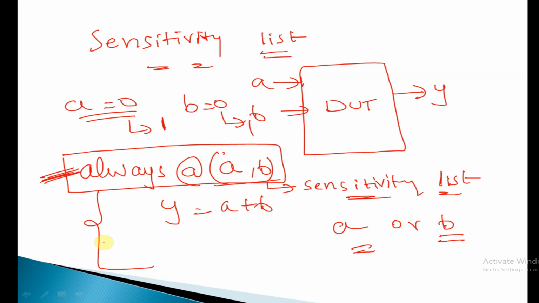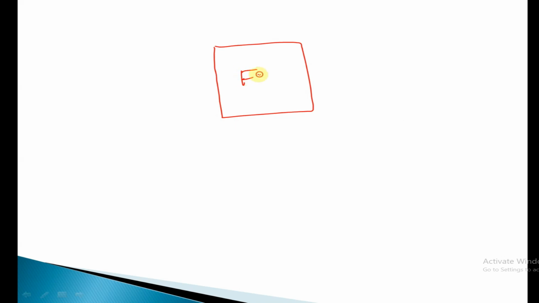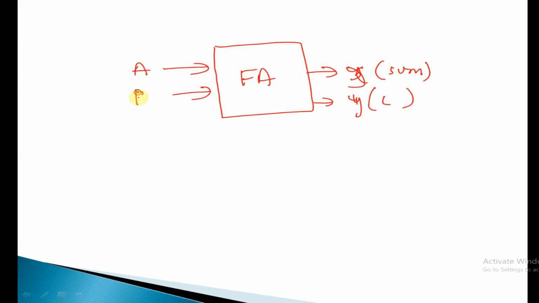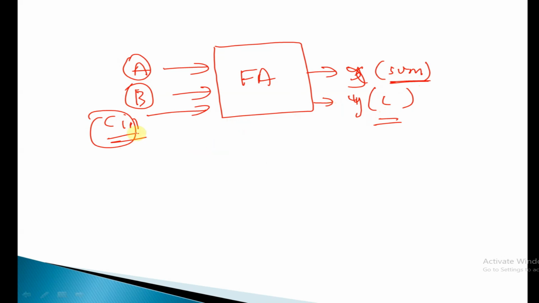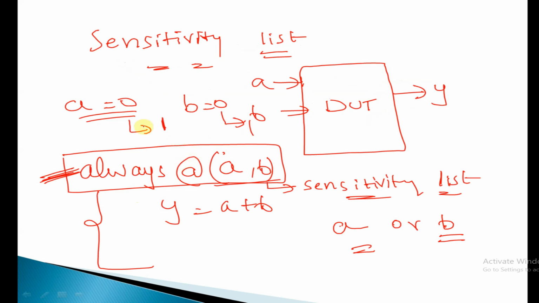Now, if you want to model any combinational circuit, what is meant by a combinational circuit? In this full adder, this is our output sum, and this is our output carry, with inputs a, b, c. Whenever there is any change in the input values, only then do we get the output. So to model combinational circuits, we can use procedural statements like the always block.